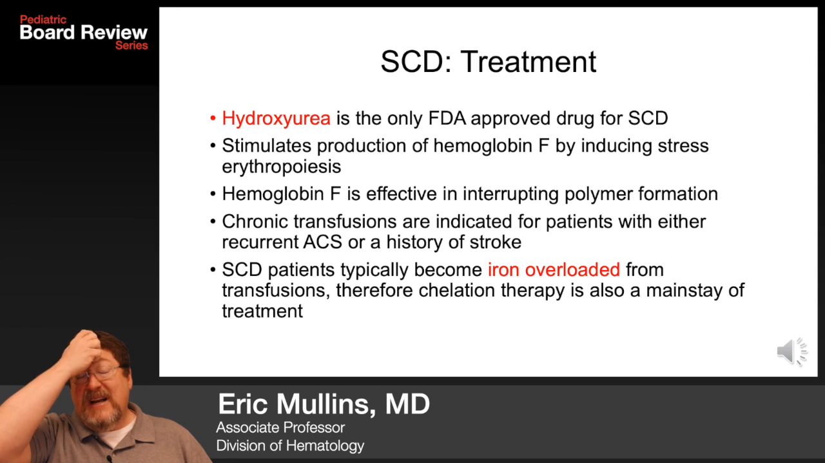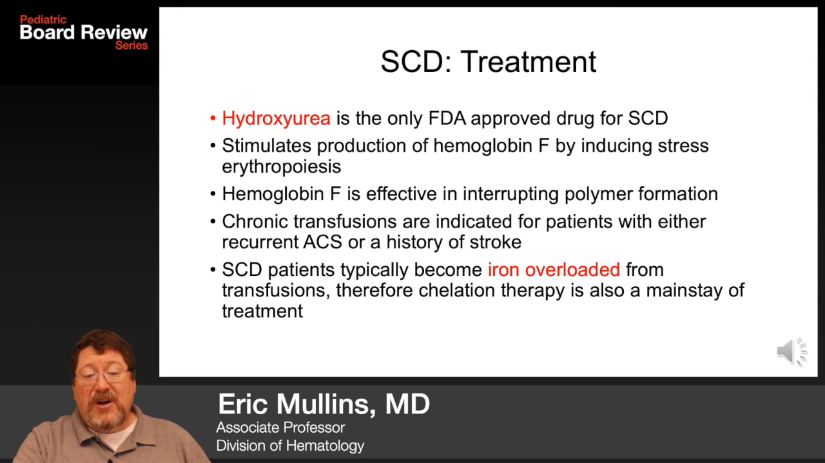In patients who've had acute chest syndrome, recurrent acute chest syndrome, or stroke, chronic transfusions are the indicated treatment. But remember that sickle cell patients may become iron overloaded from transfusions. Therefore, to avoid end organ damage such as liver and heart, iron chelation is necessary to remove all that excess iron.